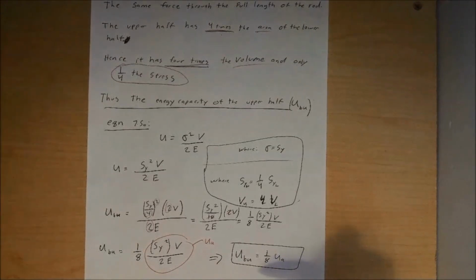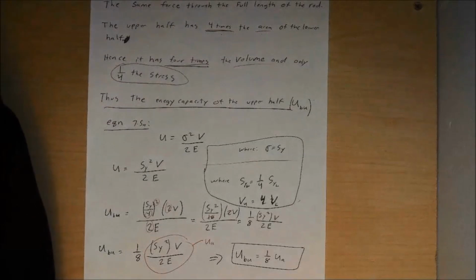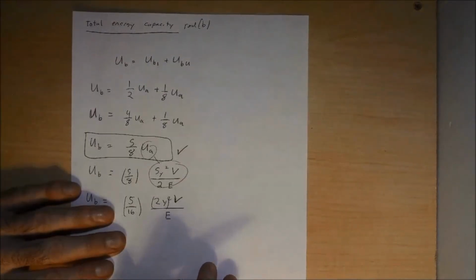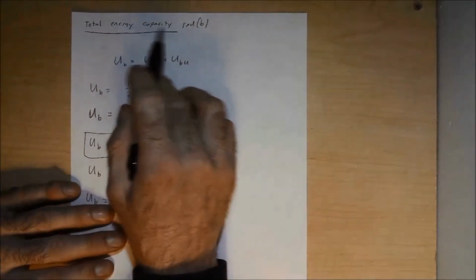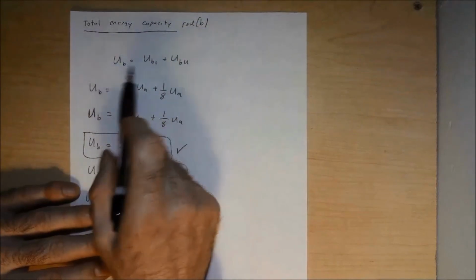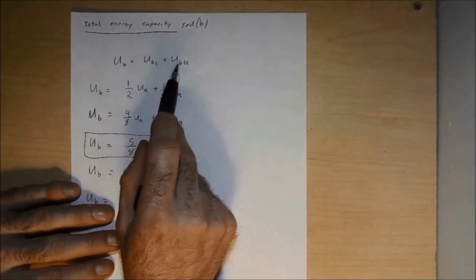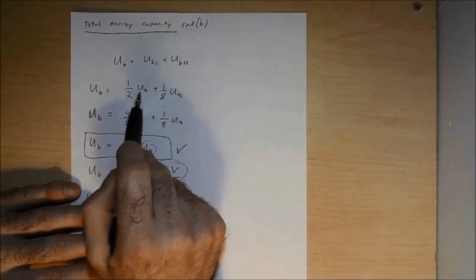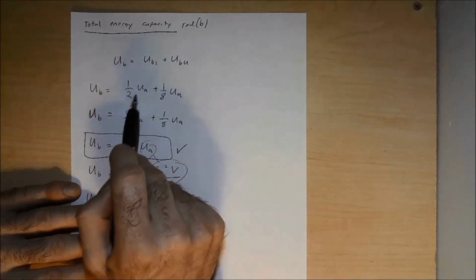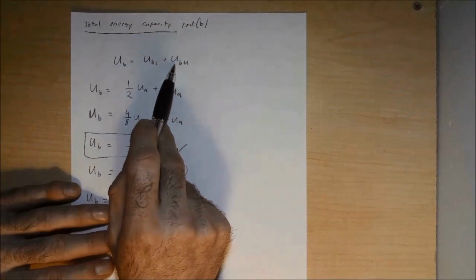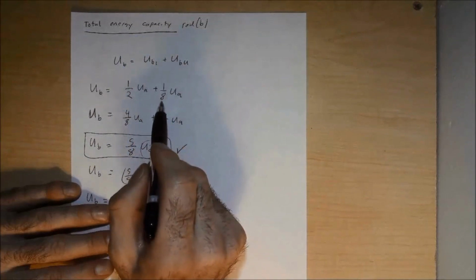Now, what we need to think about is this is for the upper and lower portions separately for U sub B. We need to combine these together to really compare part A and part B. So that's what we do here now. To get the total energy capacity for rod B, U sub B is equal to U sub B lower plus U sub B upper. So we solve for both of these. U sub B lower is 1/2 U sub A, and U sub B upper is 1/8 U sub A.